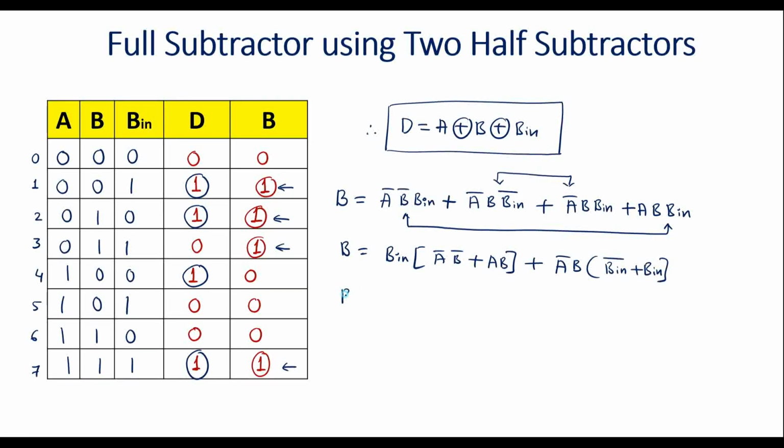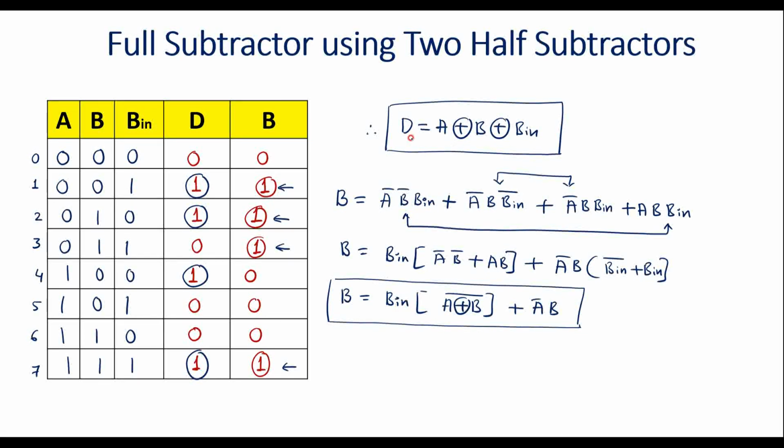So let me simplify this further. Borrow is equal to, we have B in. A bar B bar plus A B is nothing but A XNOR B, and here B in plus B in bar is nothing but 1, that is A bar B. So now let me use this borrow expression to implement.